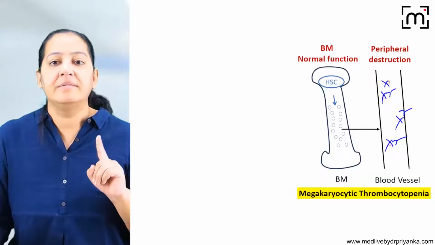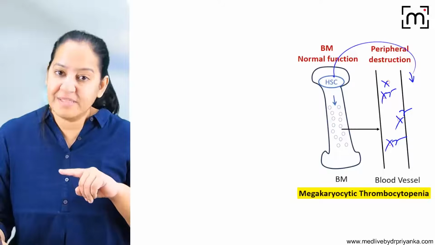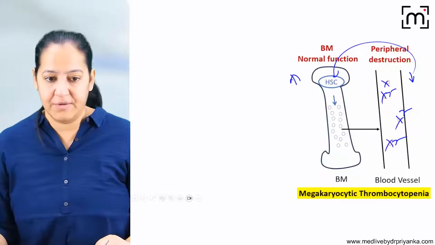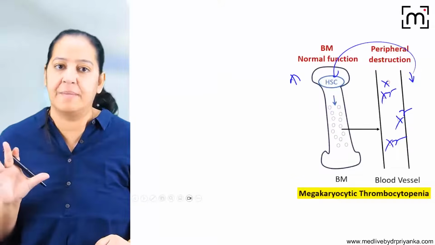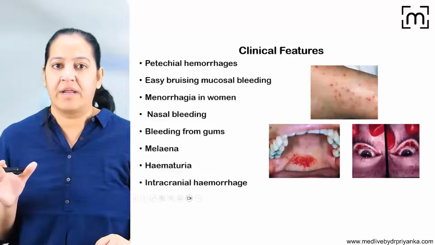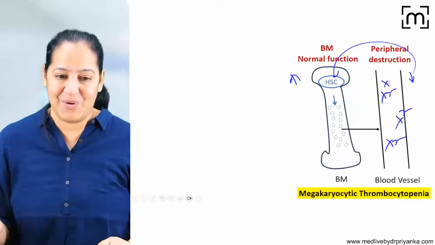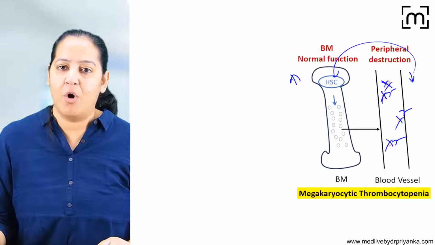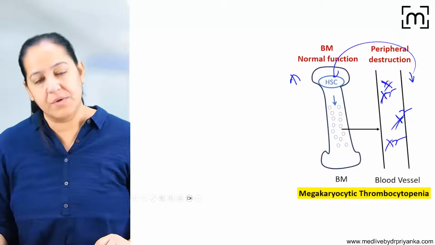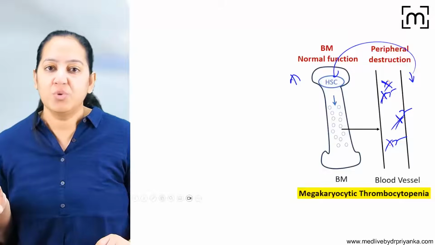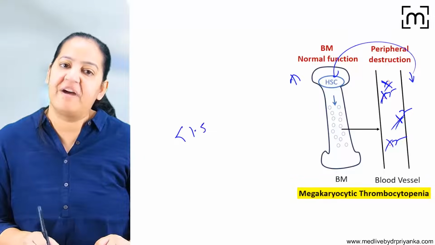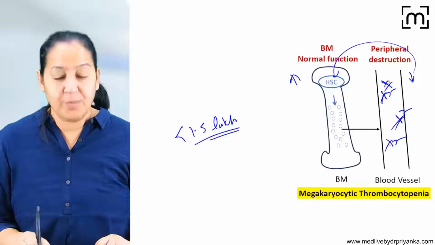So in the blood, there are less platelets. To compensate, in the marrow, there are more megakaryocytes. So the ultimate scenario for both of them is the same, whether it is acute or chronic. Clinical features of both of them are the same. The platelets get destroyed by the autoantibodies in acute also and chronic also. Patient has less than 1.5 lakh platelets, so the patient bleeds.